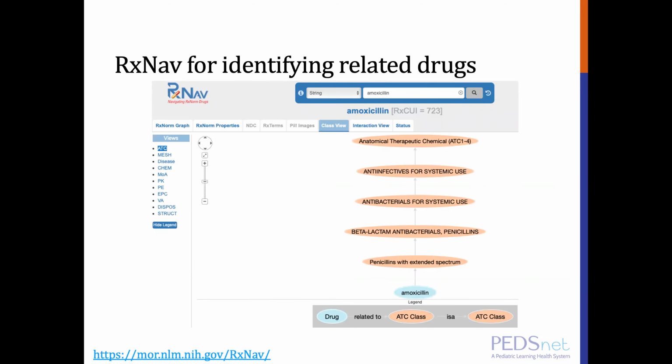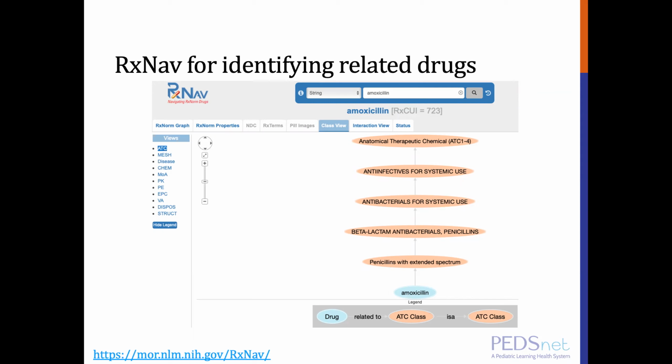So one site that I like to use, because sometimes they may just give you a list of generic names of some, maybe not all, of the drugs they're interested in, is a useful website called RxNav. If you search on the name of the drug, amoxicillin, a very common drug used for the treatment of pneumonia, you can then look at the class of these drugs, and I'll demonstrate this live on Friday. You could say, okay, amoxicillin is a type of penicillin with extended spectrum, related to other penicillins, related to antibacterials for systemic use, and you can keep going up to higher and higher levels.